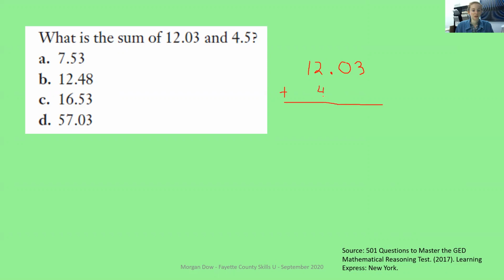So I'm going to line my numbers up by place value. You could fill in any empty spaces with zeros if you like to do that. And then we get started with adding, working right to left. So 3 plus nothing is 3. 0 plus 5 is 5. Bring down my point. 2 plus 4 is 6. And 1 plus nothing is 1. So my final answer is 16.53.